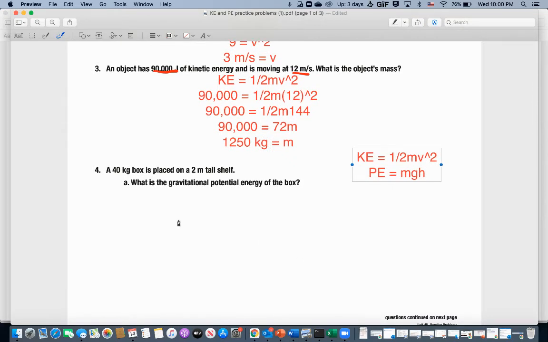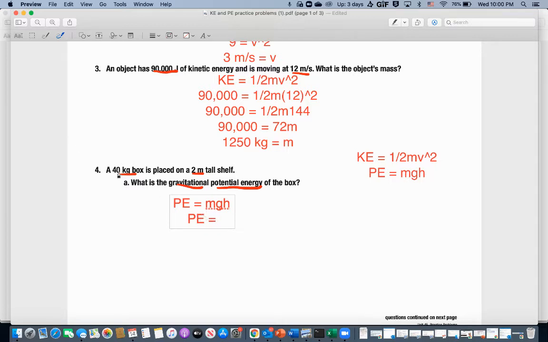Question 4, a 40 kilogram box is placed on a 2 meter tall shelf. What is the gravitational potential energy? Okay, gravitational potential energy right here, right? So now we're dealing with the second equation. And it gives me my mass right here, and it gives me my height right here. So I'm going to go ahead and first just set up my equation. PE equals mgh. And I know I'm solving for potential energy, so PE.